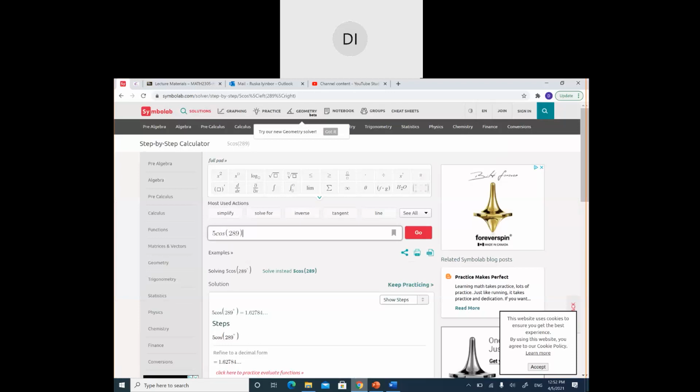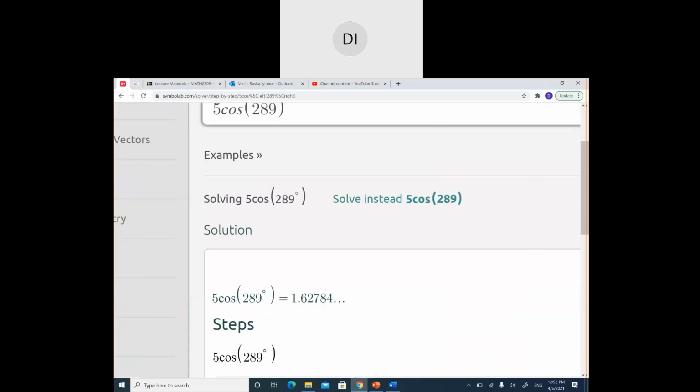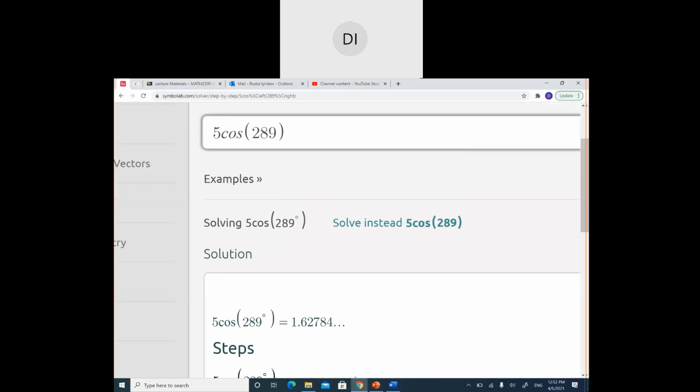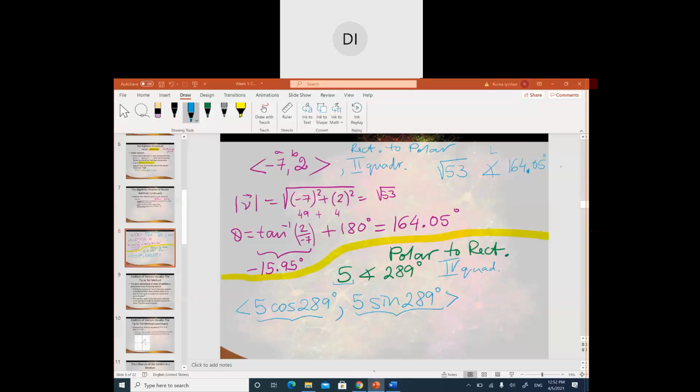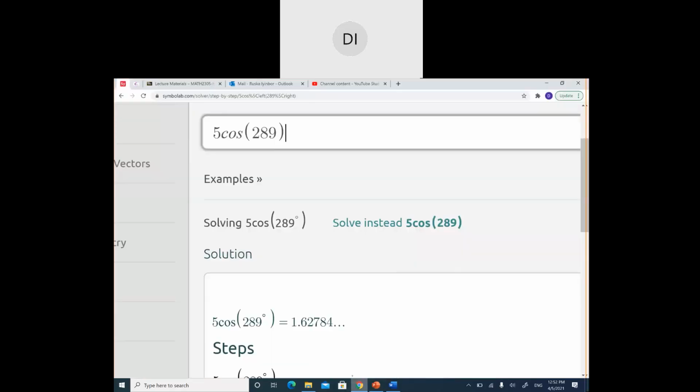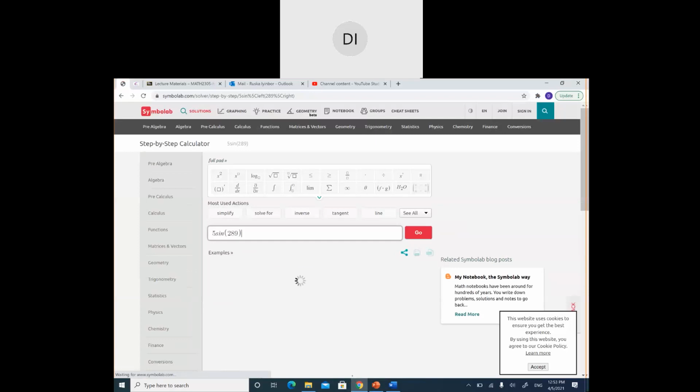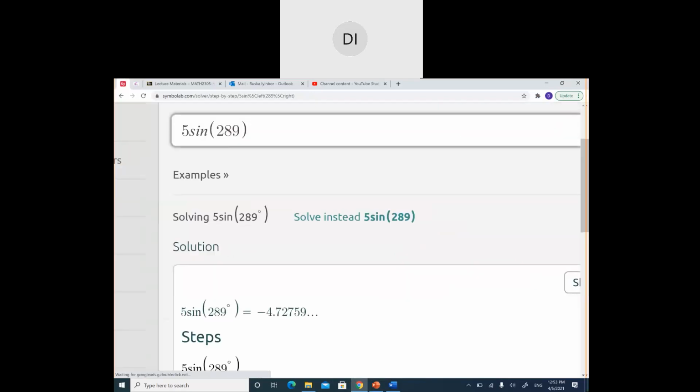See, the calculator is automatically set up for degrees, so you don't need to put the degree symbol there. Let's round to 2 decimals, so it's going to be 1.63. Then you're going to do the other one, sine. I'm just going to change cosine to sine. Everything stays the same. It should be negative because you're in fourth quadrant, right?